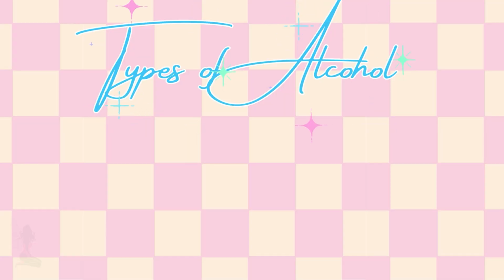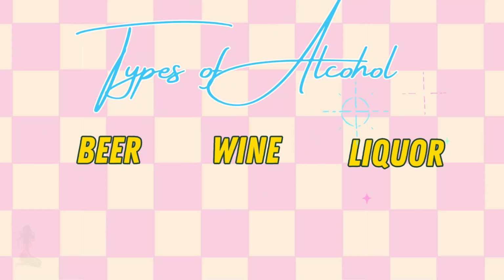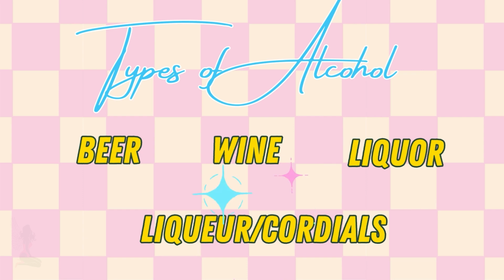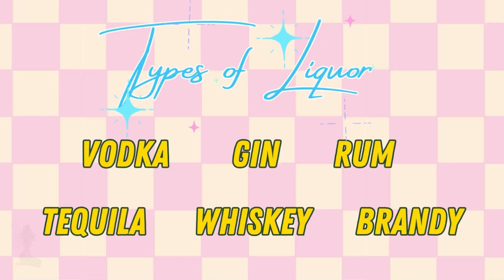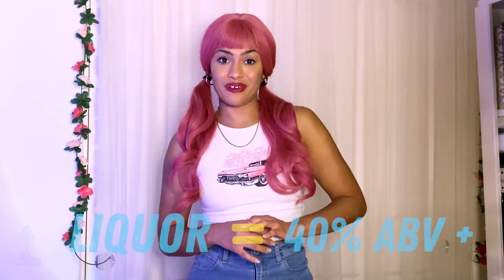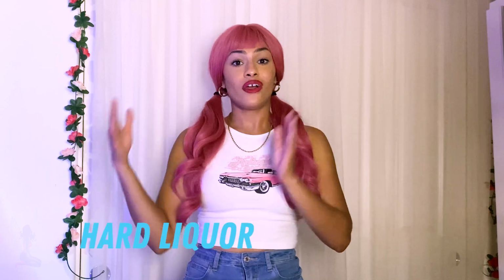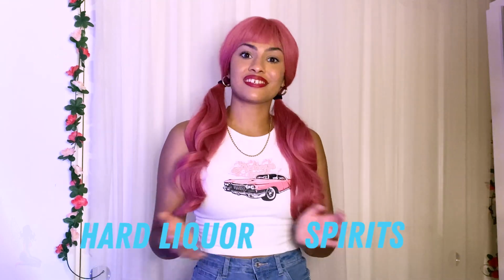When it comes to alcohol, there's basically 4 main categories. And those categories are beer, wine, liquor, and liqueurs, also known as cordials. Today we're going to be only focusing on liquor. There are 6 main types of liquor that you will most likely be working with behind the bar. Pretty much all liquor has an ABV of 40% and above. In this video, you may also hear me refer to liquor as hard liquor or as spirits. But don't worry, it's all the same thing, it just has several names.